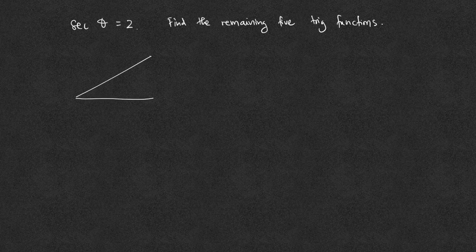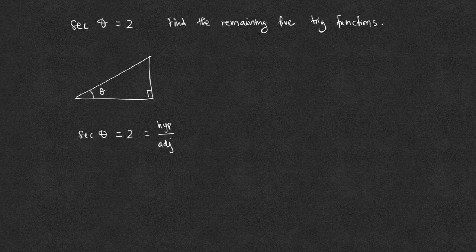First, we draw a triangle with an acute angle theta. Any generic right triangle would do. This is the right triangle with one acute angle being theta. Secant of theta equals 2 is the ratio of hypotenuse over the adjacent.